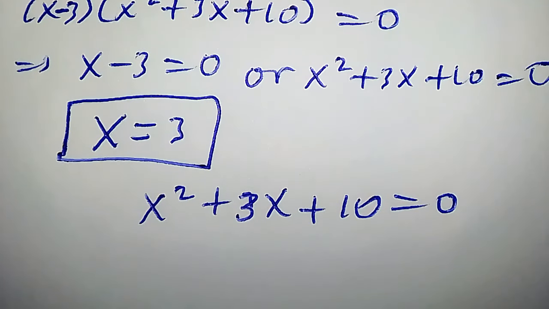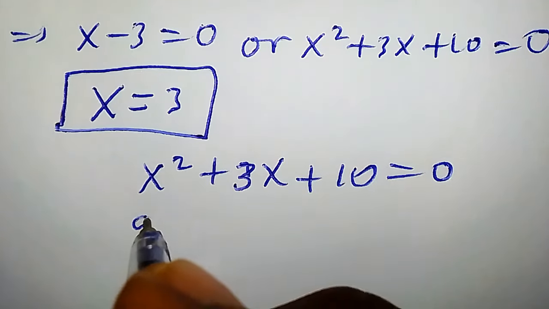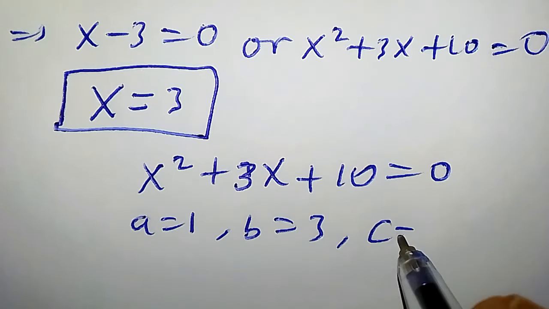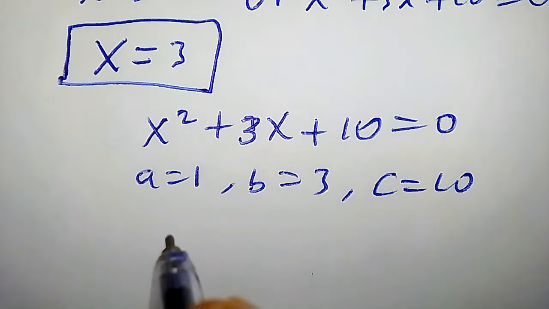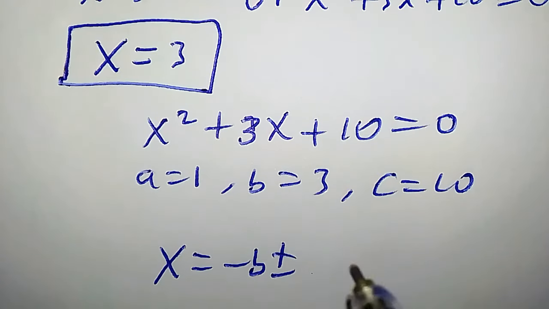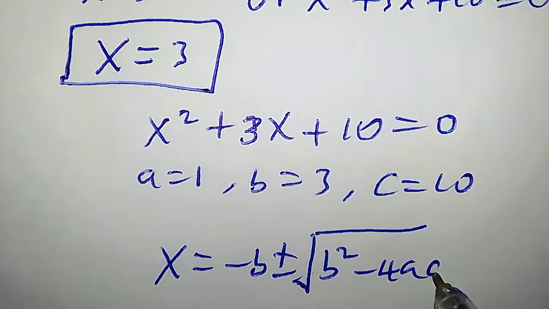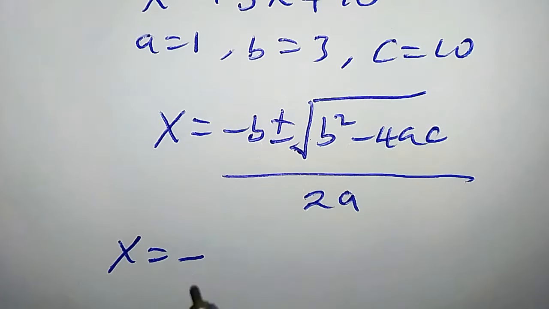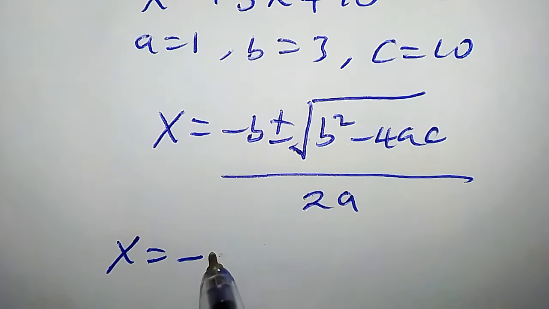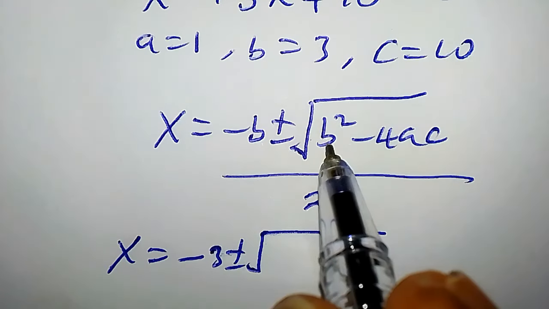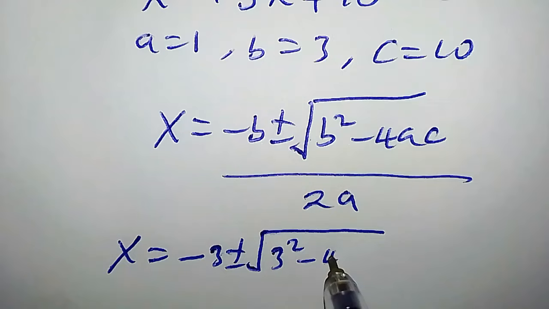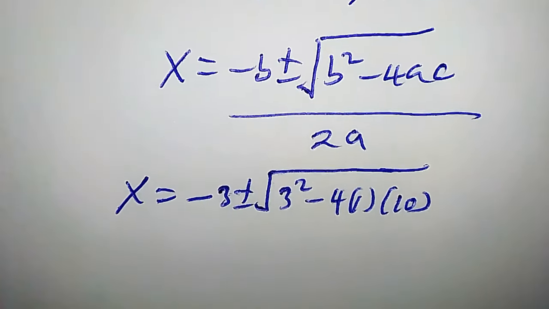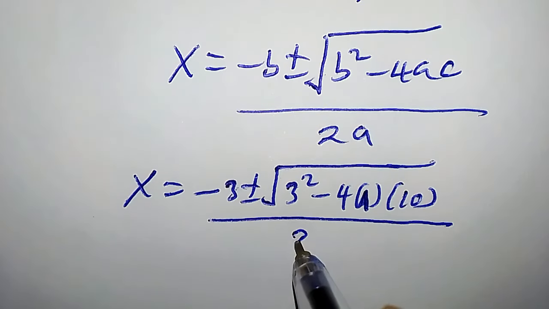We can solve this equation using the quadratic formula. So, our a is 1, which is the coefficient of x squared, our b is 3, the coefficient of x, and c is 10, which is the constant. The quadratic formula says x equals minus b plus or minus the square root of b squared minus 4ac, over 2a. So, x equals minus b, what is b? b is 3, plus or minus the square root of 3 squared minus 4 times a, which is 1, and c, which is 10, all over 2 times 1.